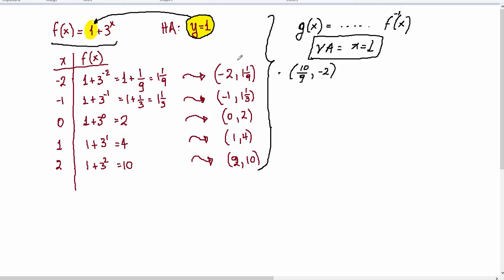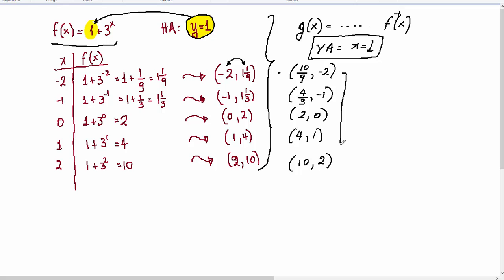So what I do is I rearrange the x and the y coordinates here in order to get the points of the inverse function. This is going to be 4/3, -1. This is going to be the point 2, 0. This is going to be the point 4, 1. And this will give me the point 10, 2. I just changed the y-coordinates to become the x-coordinates and the opposite. So now, if I connect these points, they will give me the curve that is nothing else than the inverse of the initial function.